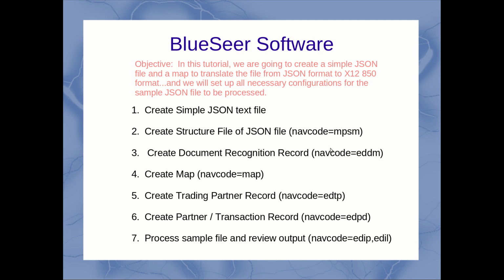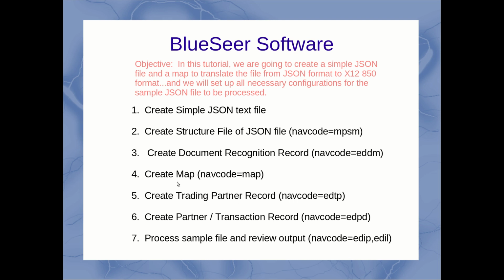These nav codes are the shortcut menu codes that you can use to get to these specific menus to do these jobs. Then we're going to look at document recognition records, where we're going to create document recognition rules that will allow us to recognize this new JSON file that we have. Remember, JSON formatted files can be of any structure and any type. So we have to provide the BlueSeer engine enough rules so that it can recognize what this is, so that it can call the appropriate map.